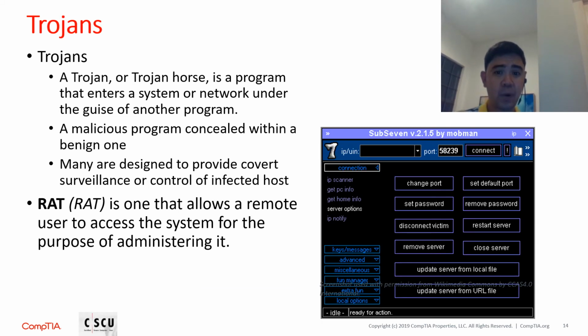Trojan is a program that enters a system or network under the guise of another program. A Trojan horse may be included as an attachment or as part of an installation program. RAT, or remote administration tool or Trojan, is one that, as the name implies, allows a remote user to access the system for the purpose of administering it.